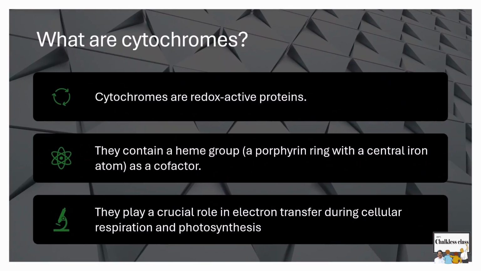What are cytochromes? Cytochromes are redox-active proteins. They contain a heme group, a porphyrin ring with a central iron atom, as a cofactor. They play a crucial role in electron transfer during cellular respiration and photosynthesis.